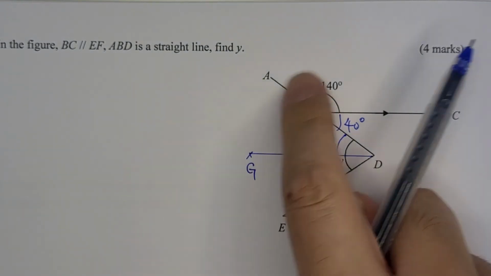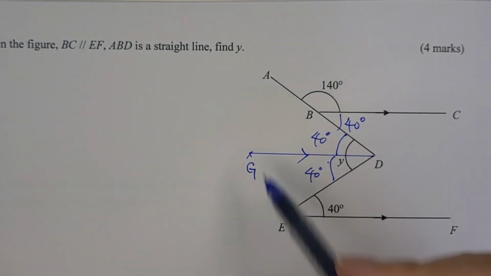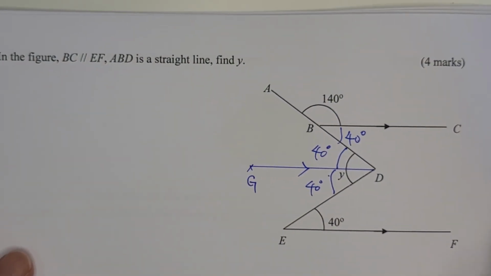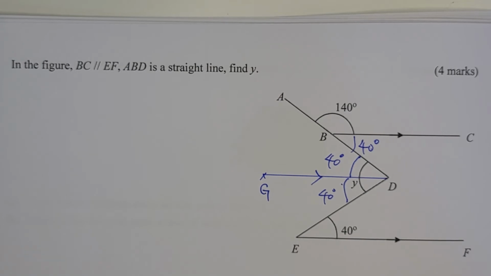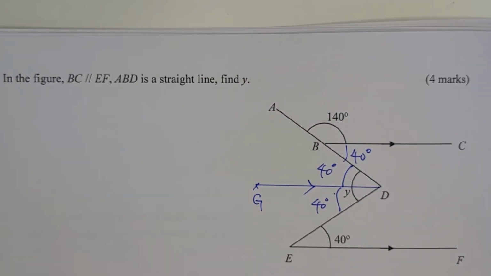Now, if you are working with MC, then you just circle the answer, okay, y equals 80 degrees. But if you are working with the short question, you need to write down the steps one by one in the correct order. So you can mark some numbers to help you.